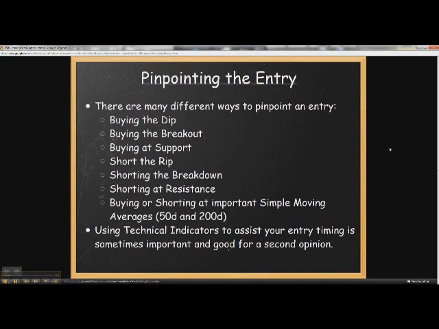Something that I like to use for a second opinion when I'm pinpointing the entry is using technical indicators to assist your entry timing. And as I said, I use it for a second opinion.